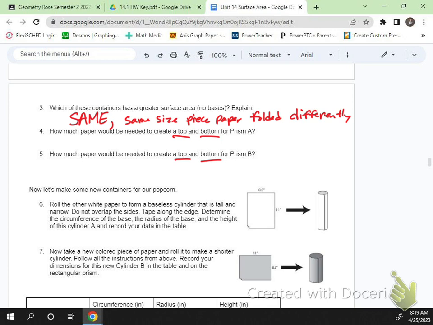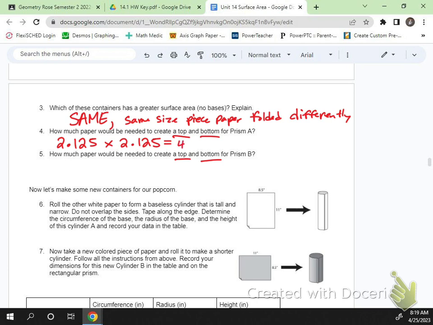Problem 4 and 5. They want us to calculate how much surface area I would need to make a top and the bottom for prism A. How can I figure out this area? What is this shape? A square. And what was our length and width for prism A? 2.125. Okay, so what am I going to do to find the area of that square? Times them. What do we get?